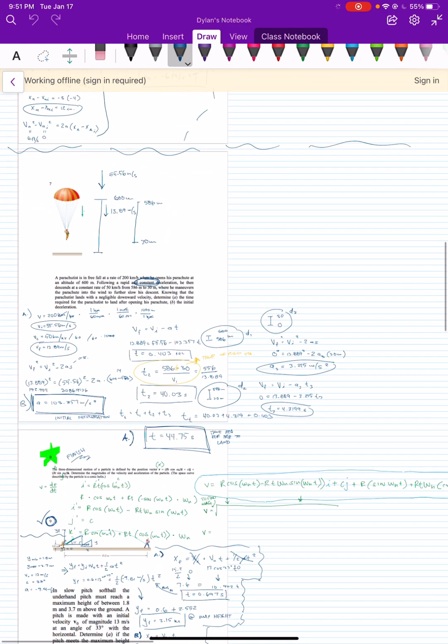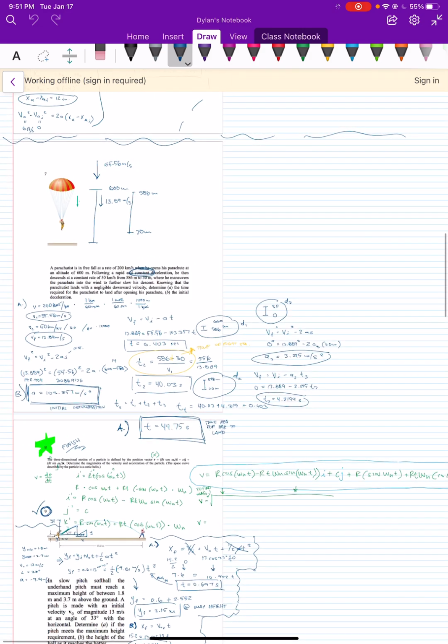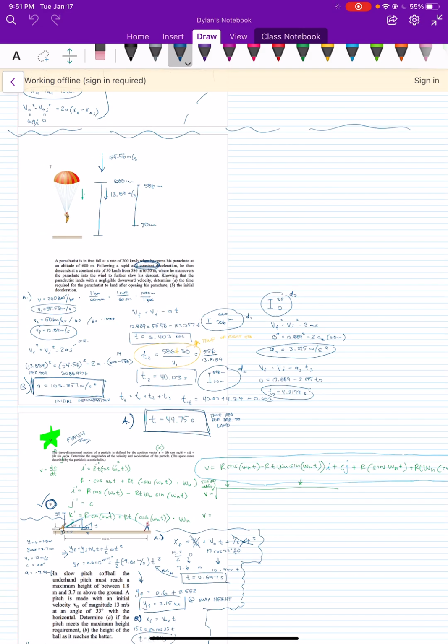Okay, moving on to number 7. Their parachute free falling, I converted everything to meters per second. And for this one, I did this a few nights ago. Oh, so I got the kinematic equation. V final squared equals V initial squared minus 2AS.